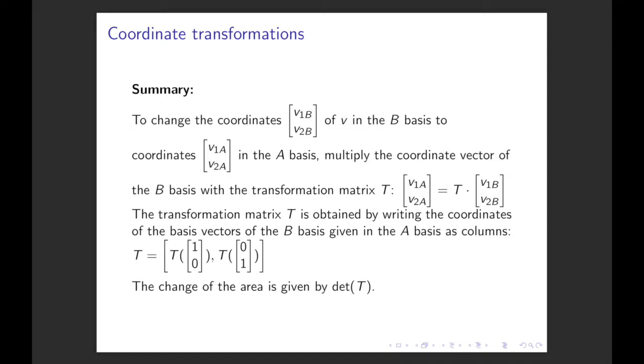So the first column is the image of (1, 0), the second the image of (0, 1). If we were in 3 dimensions, the first column would be the image of (1, 0, 0), the second column would be the image of (0, 1, 0), and the third would be the image of the third basis vector (0, 0, 1). And the change of the area that is caused by this transformation is given by the determinant of this matrix.